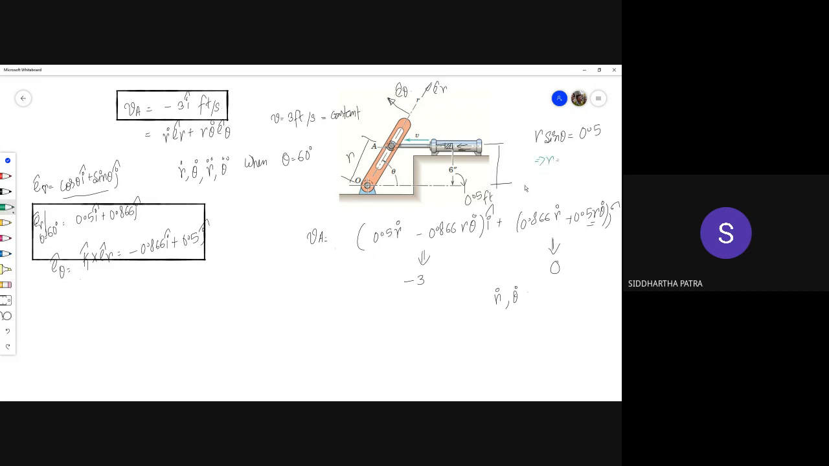So I believe r would be around 0.577. So you can substitute that expression over here and also over here, and eventually you will get the expressions for r dot and theta dot.